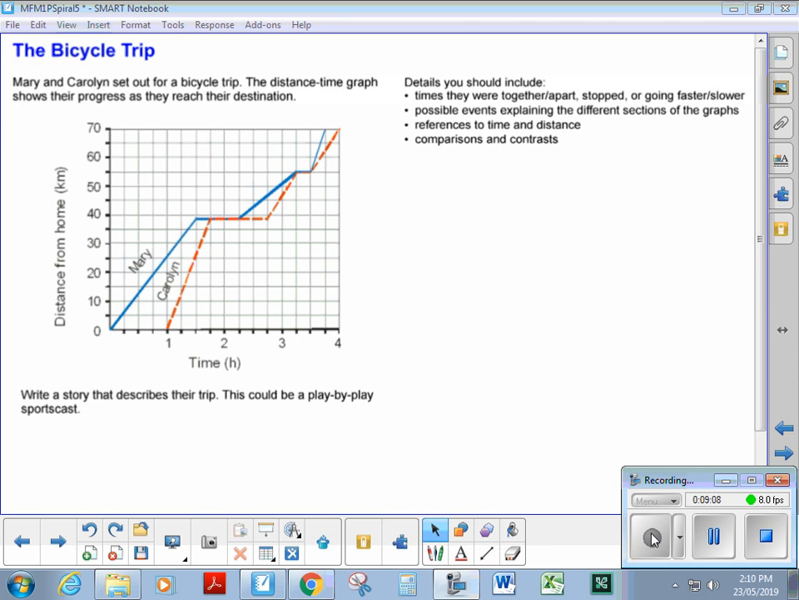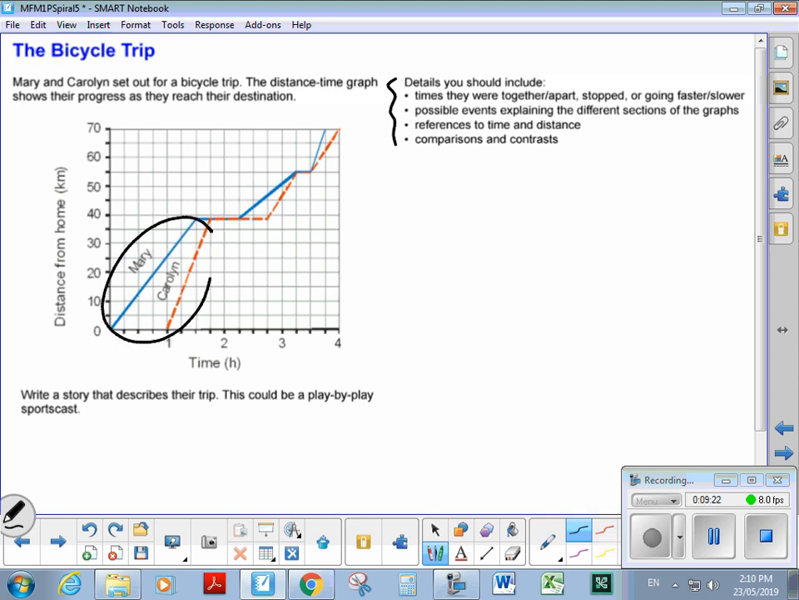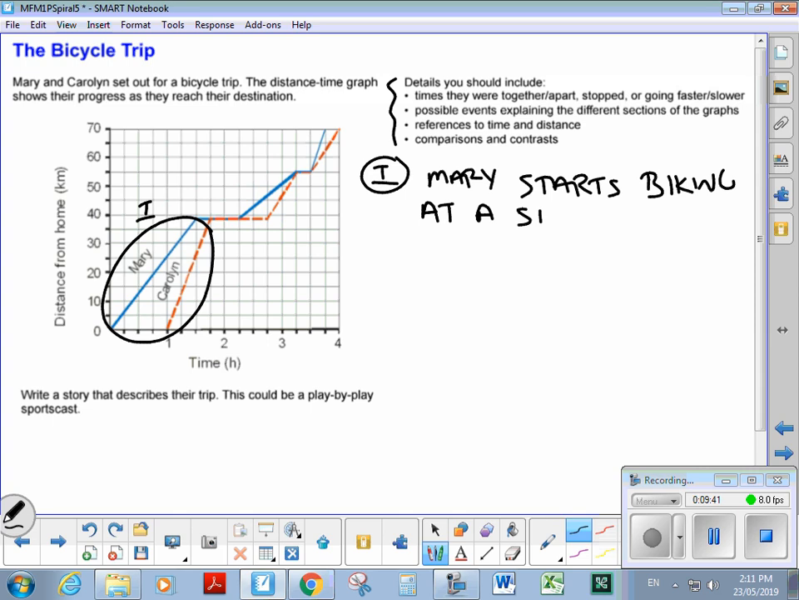This could be a play-by-play sportscast. I've seen a question exactly like this in EQAO. Let me give you a bit of a checklist up here. What I would do is describe it region by region. So for me, this would be region 1. Let's describe region 1. Mary starts biking, and describe how. It's a straight line, so she starts biking at a steady rate.